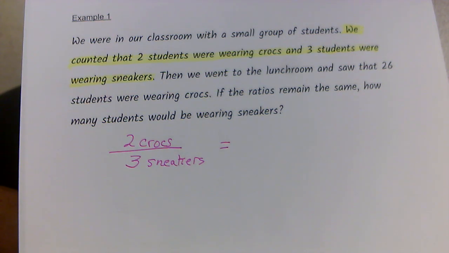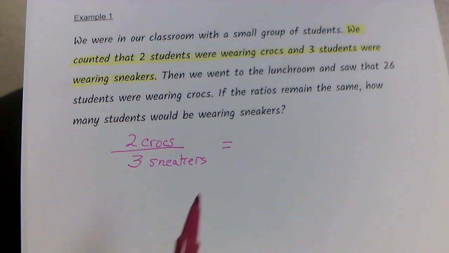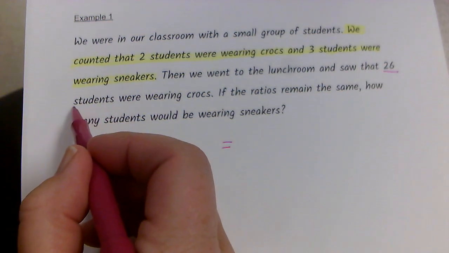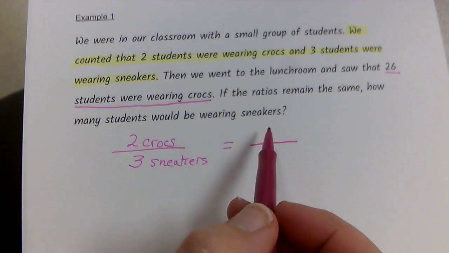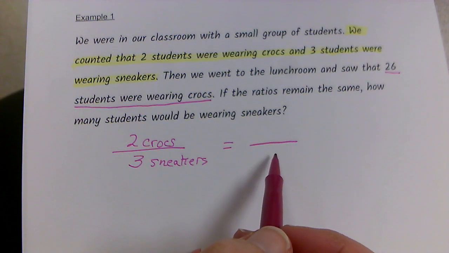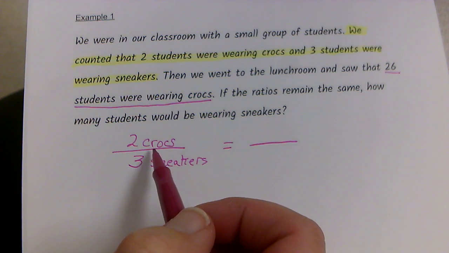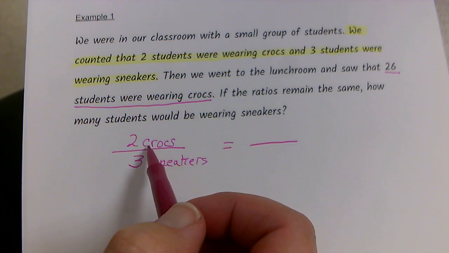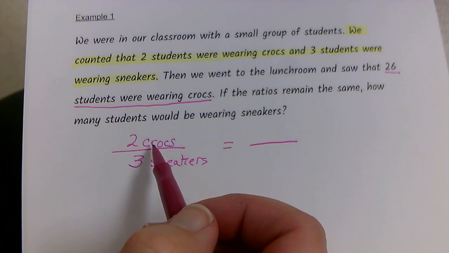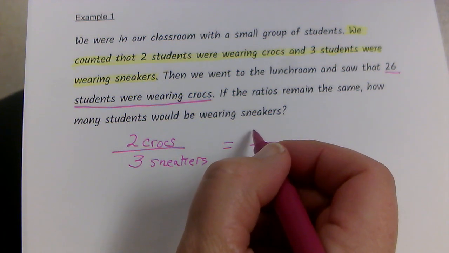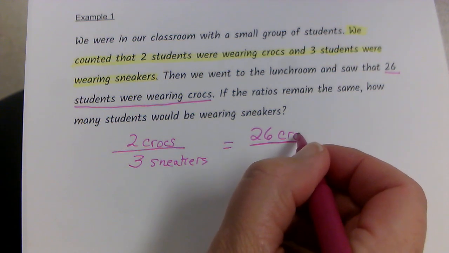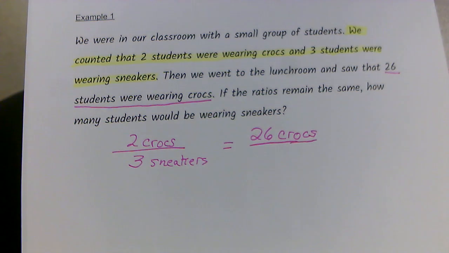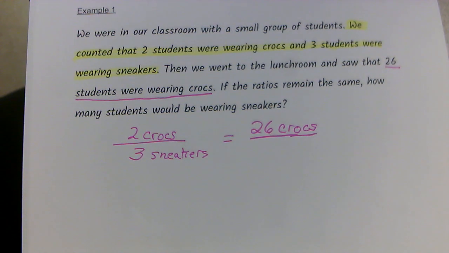The rest of the problem says, then we went to the lunchroom and saw that 26 students were wearing Crocs. That is super duper important because that helps us figure out, will the 26 be placed on the top or on the bottom? So in our numerator, we had labeled over here with Crocs. So if Crocs is in the numerator spot on this side, Crocs should be on the numerator part across from the equal sign. So labeling is important. So remember, make sure that you're giving yourself some room to make sure the label's in there.